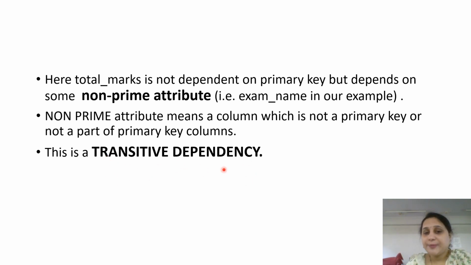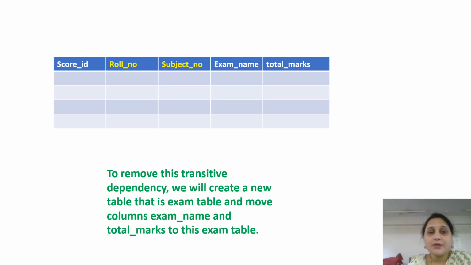Transitive dependency is nothing but when any attribute in a table depends on some other attribute or column which is not a primary key or not a part of the primary key. So this is a transitive dependency. Here roll number and subject number form the primary key, but total marks are dependent on exam name, which is not a primary key. So we need to remove this transitive dependency.